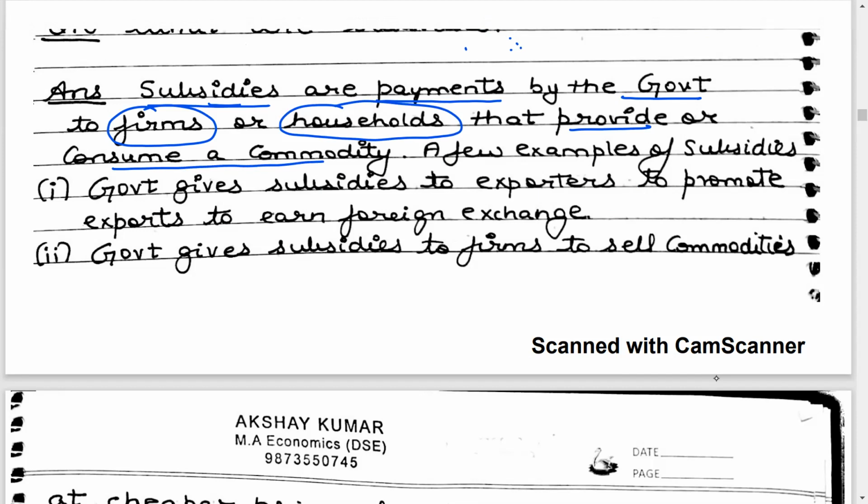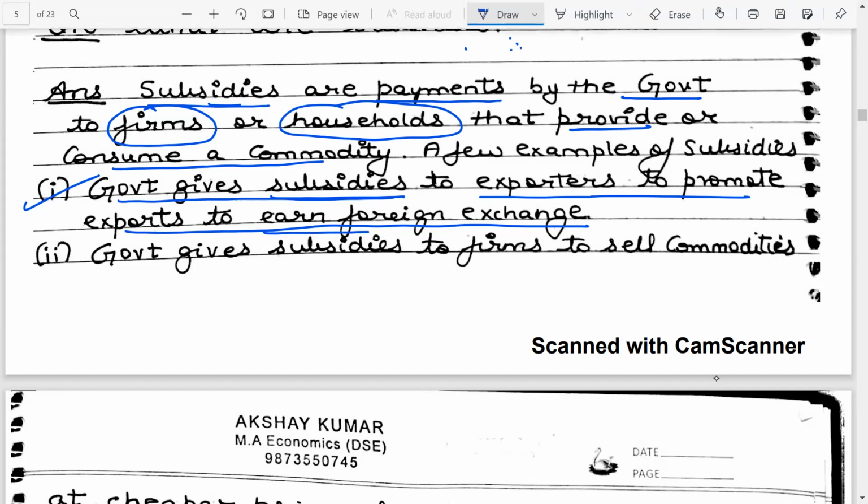Now, why does the government give subsidies? Look at the first point: government gives subsidies to the exporters to promote exports in order to earn foreign exchange. In order to increase exports to the rest of the world, the government motivates the producers in the form of subsidies, so they produce more and export more, thus earning foreign exchange.